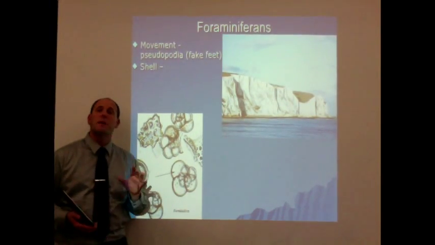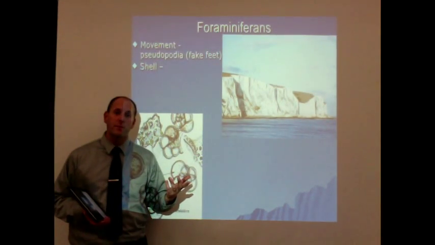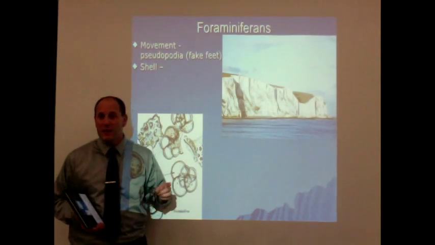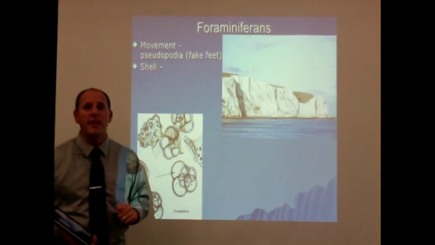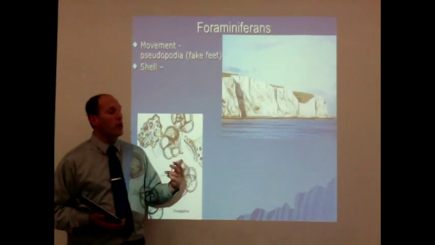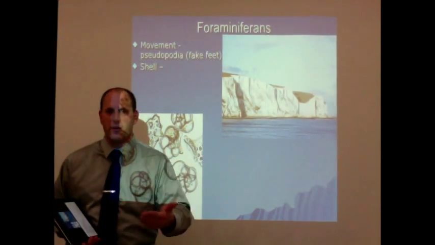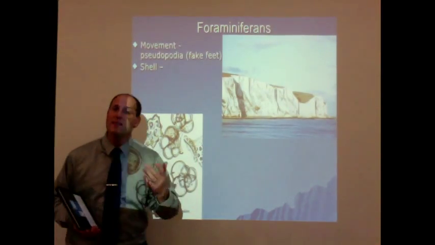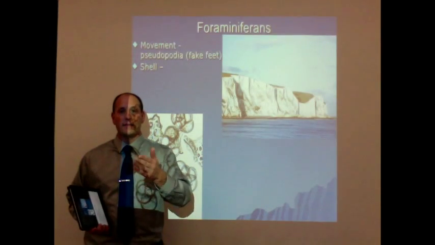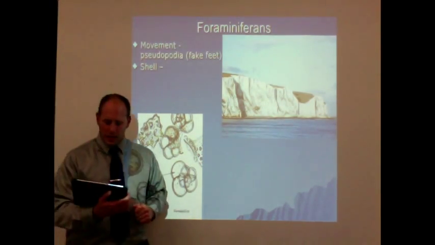Their shell's different. It's made up of calcium carbonate. That's Ca for calcium. And then a big C for the carbon, a big O for the oxygen, 3. So it's CaCO3. So it's calcium carbonate is what their shell is made up of. And that's the same substance that things like snails or clams' shells are made up of, as well as organisms like the corals. The coral skeleton is also made up of that calcium carbonate.